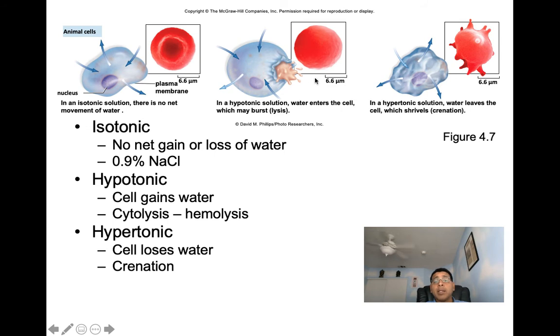Now, if we were to get that same cell, again, place it in a hypotonic solution, a solution that has a tonicity less than 0.9%. So let's say 0.5%, 0.4% compared to the inside of the cell. That's going to cause the cell then to pick up more water, and eventually it can burst, or lysis can take place.